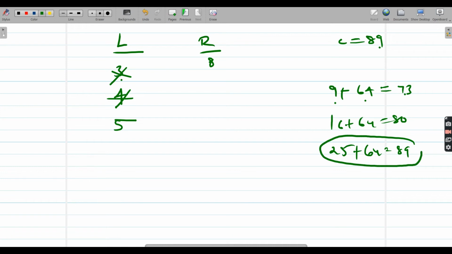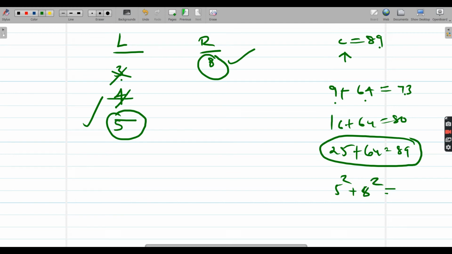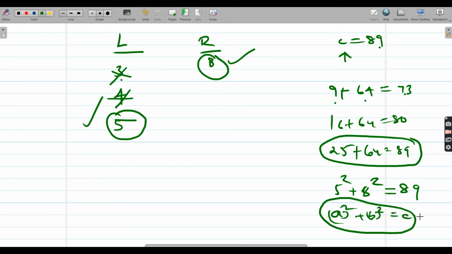And glad we found the two numbers right here, sorry, 5 and 8. These are the two numbers which can contribute to get the desired outcome, right? I mean to say 5 square plus 8 square, which is equal to 89. Let's assume this is a plus b, a square plus b square equal to c. Yes, the condition is true.